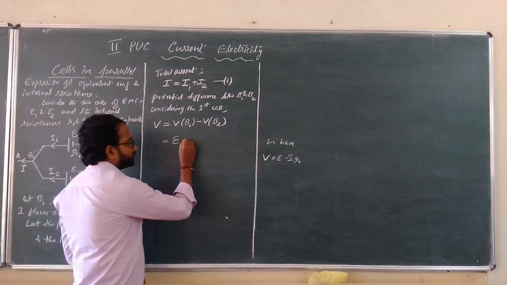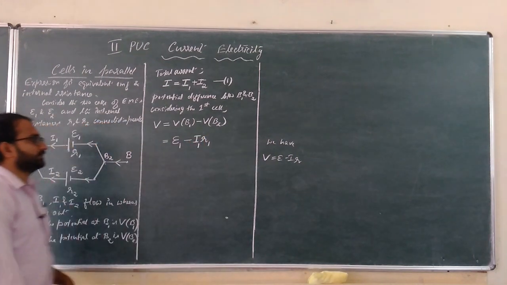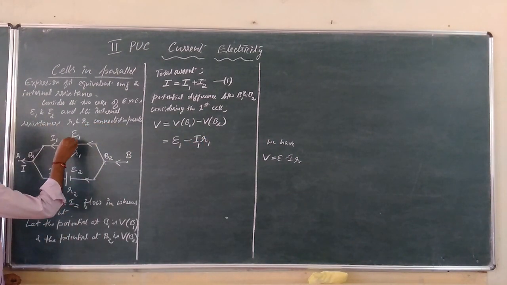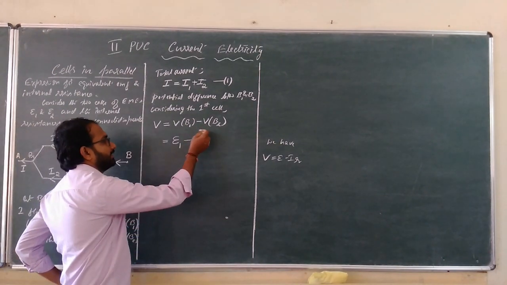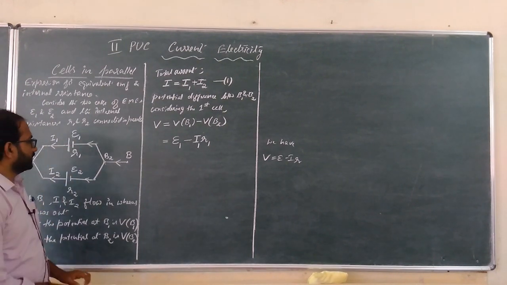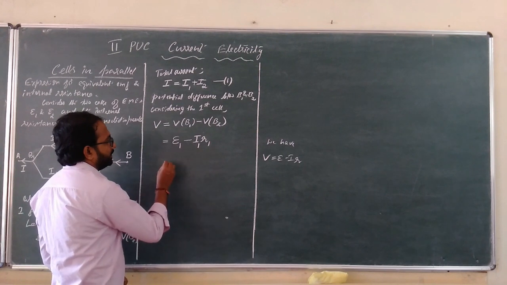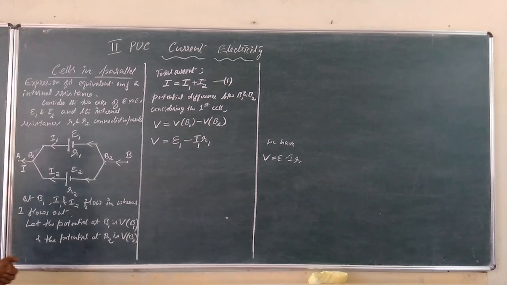So therefore minus I1 into R1. Minus sign, because the current is flowing from lower potential to higher potential inside the cell. If current flows from higher potential to lower potential, it will be plus I. Here it is lower potential to higher potential, therefore put a minus sign. So I1 R1 is nothing but the potential drop across the internal resistance R1. So therefore E1 minus I1 R1 is the terminal potential difference across these 2 points by considering the first cell.